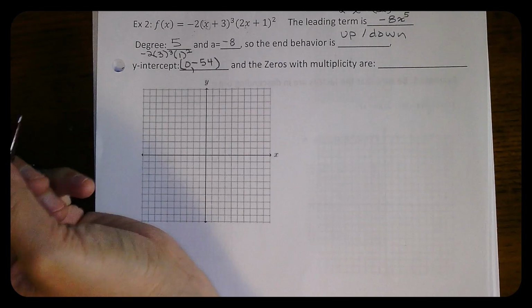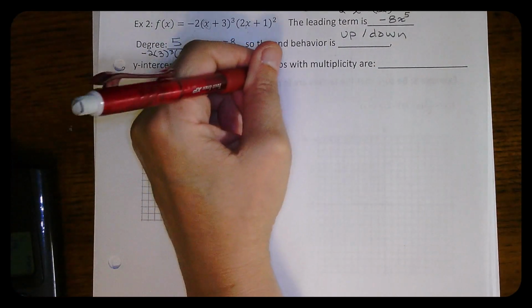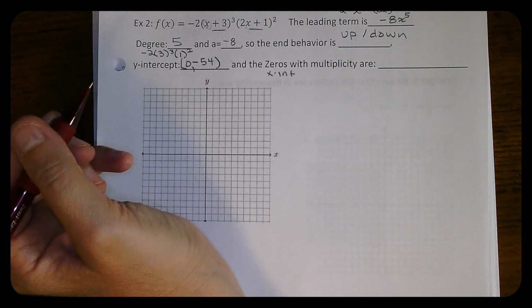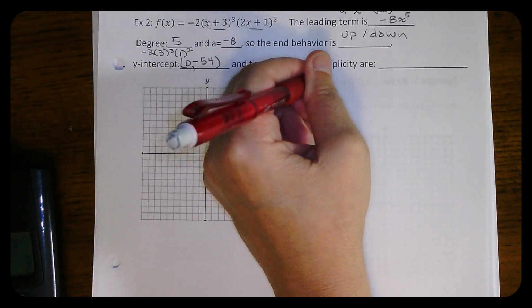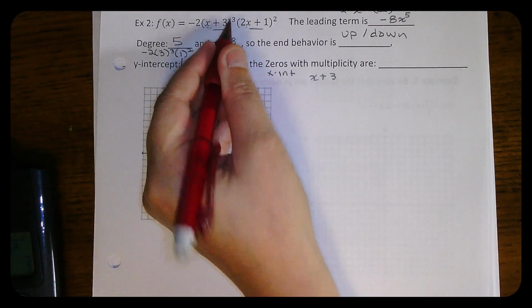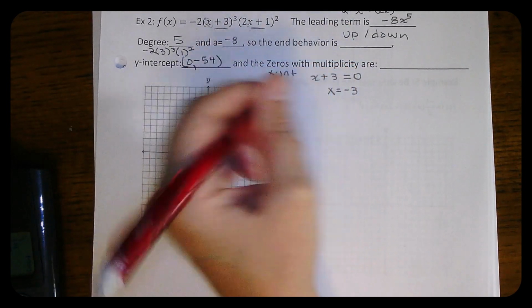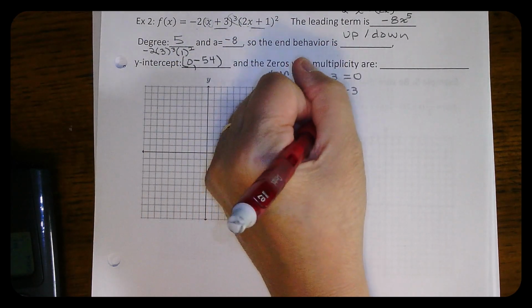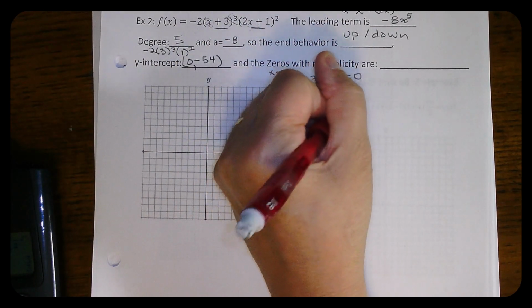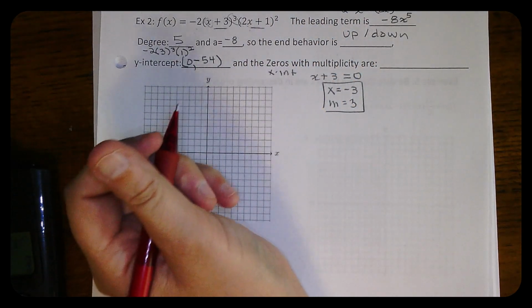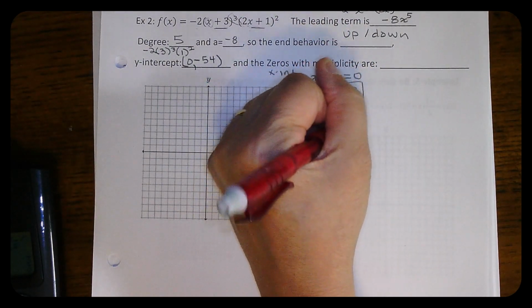All right, now it's time for the x-intercepts, or the zeros, and they come from these linear factors. So x plus 3, you don't need to worry about the 3. The 0 is negative 3, but that's when you worry about it. You don't worry about it when you're solving it. You worry about it when you're thinking about what it's going to look like. It's m equals 3. The multiplicity is 3, so that's going to be a bend.